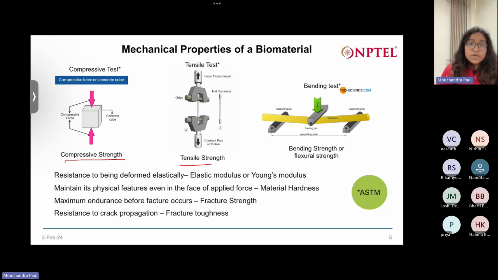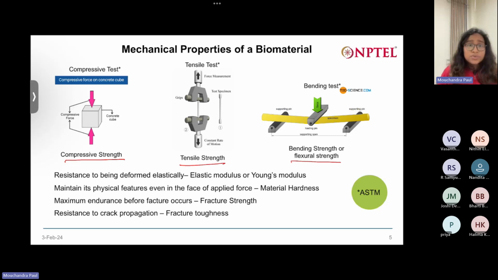Similarly, we can do a bending test where the force is now applied at the center of the specimen in order to bend it. How much endurance it has, at what force it is able to bend, that is the bending strength or flexural strength.